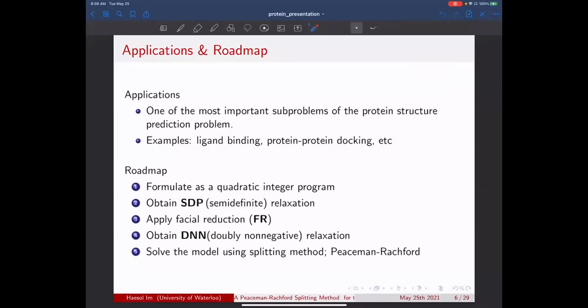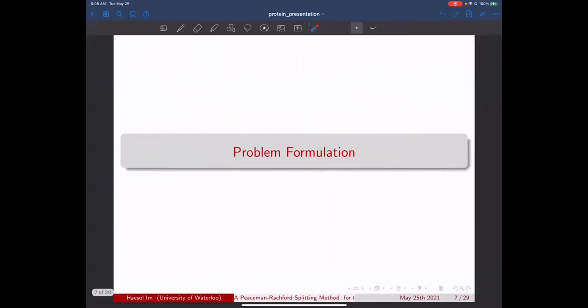So in the rest of the talk, what we're going to do is formulate this problem as a quadratic integer program and obtain an SDP relaxation, apply a technique called facial reduction, and then obtain a tighter relaxation, which is a doubly non-negative relaxation, and then solve this relaxation model using a splitting method called Peaceman-Rachford. Okay, so now let's see how we can formulate our side chain positioning problem into a mathematical program.